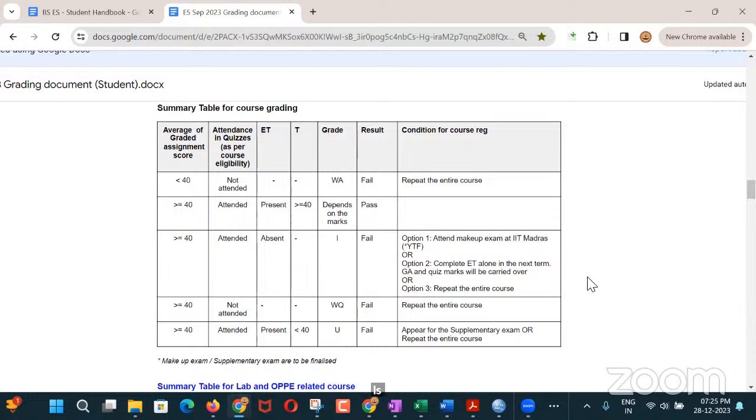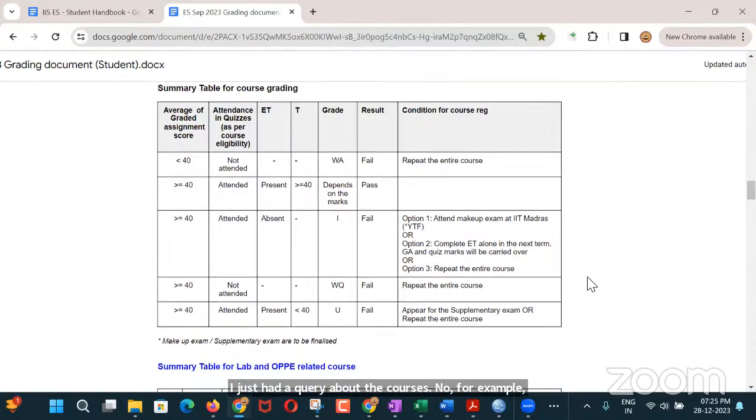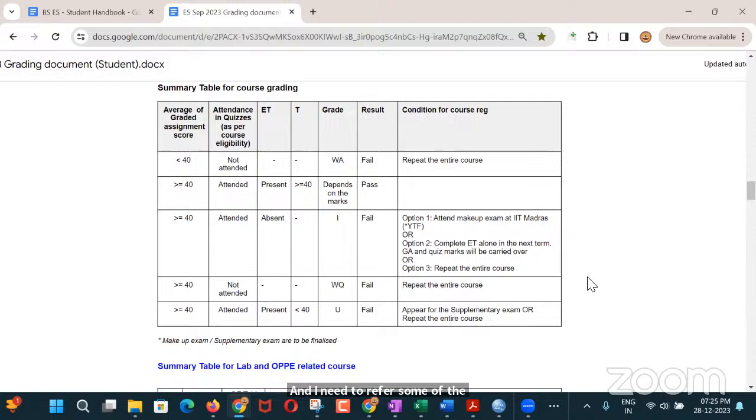Girish sir, is this clear? Yeah, tell me. Sir, I just had a query about the courses. For example, if I'm doing embedded C programming in the next term, and I need to refer to some of the assignments or some of the course content from C programming, is there any provision to refer to those materials in the dashboard?